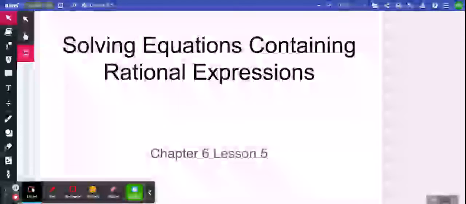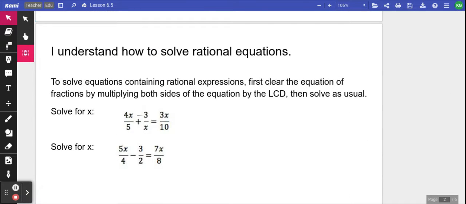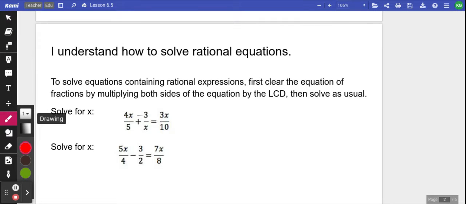Chapter 6, Lesson 5, Solving Equations Containing Rational Expressions. So we are going to be working on finding common denominators still, like we did in our last section. And in this section, we are also going to be focused on once we get common denominators, we are able to cross out the bottom of our fractions and then add them and solve them to figure out what x equals.